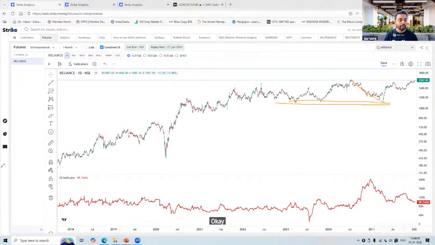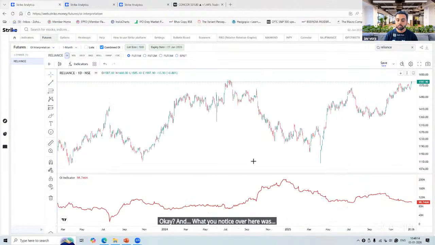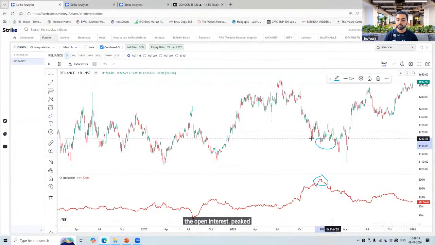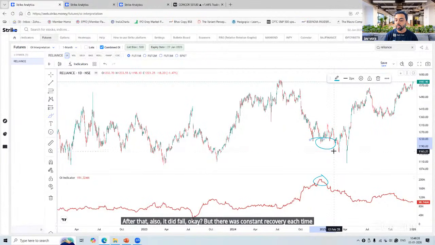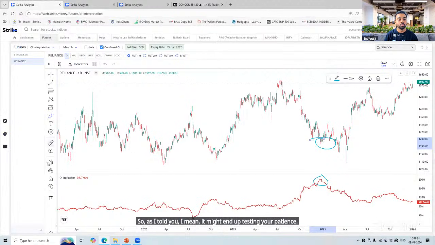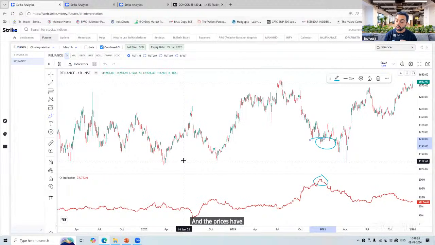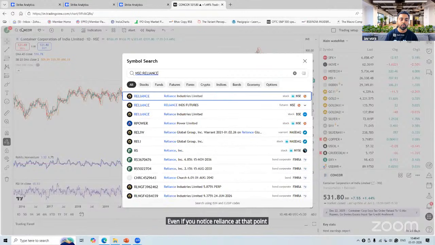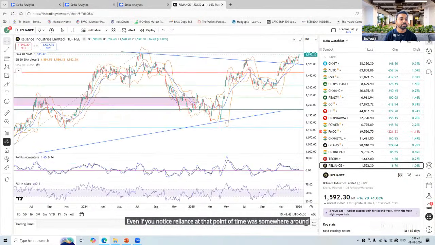Okay. And what you notice over here was the open interest peaked out over here. After that also it did fall. Okay, but there was constant recovery each time. So as I told you, it might end up testing your patience, but all you know is that the open interest is very high and the prices have come to important support levels. Even if you notice, Reliance at that point of time was somewhere around its weekly, monthly average.